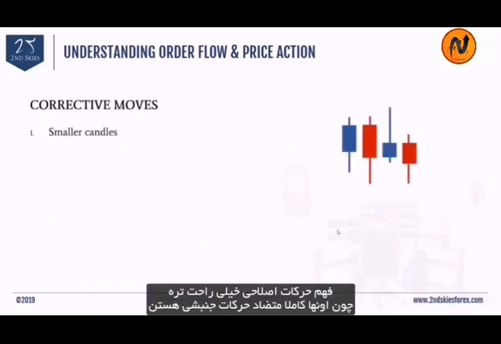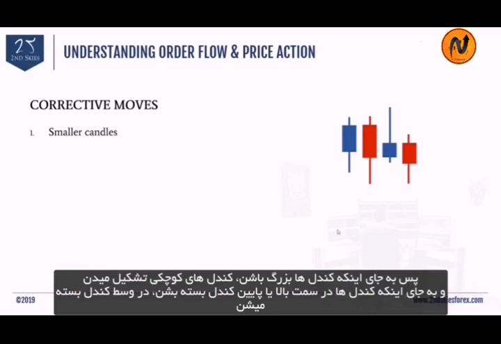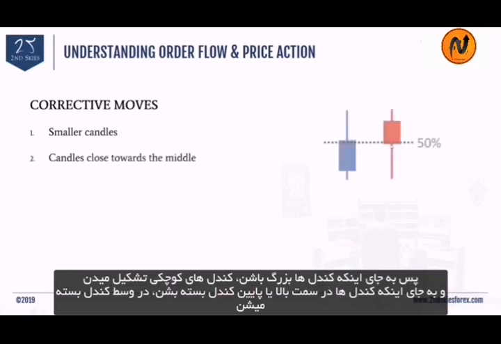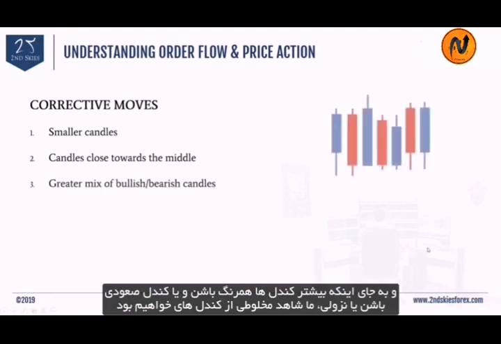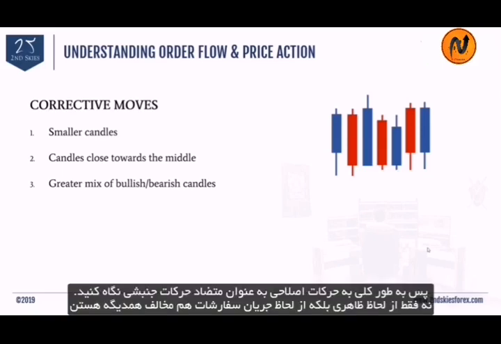Corrective moves are really easy to understand because they're just the inverse of an impulsive move. Instead of the candles being large, they're smaller in nature. Instead of the candles closing towards the highs or lows, they close towards the middle. Instead of there being constantly one type of candle, bullish or bearish, there's a mix. So just think of corrective moves as the inverse of an impulsive move, not just from a visual standpoint, but in what they communicate from an order flow perspective.